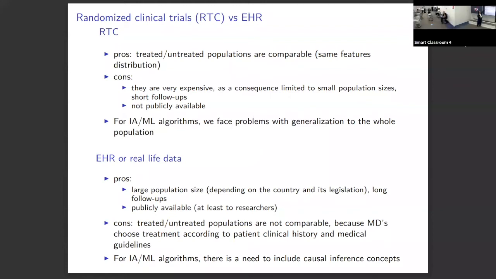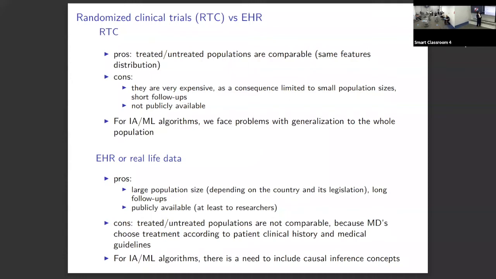This is a good thing, but these RCTs are very expensive. And so they are limited to small population sizes, and you don't want that in machine learning. And short follow-ups. And for most of them, they are not publicly available. So for ML algorithms, we face the problem that you have too small a population size, so you cannot generalize your conclusion to the whole population.